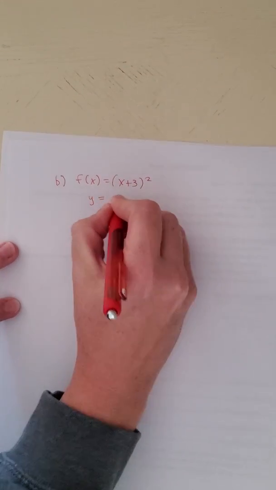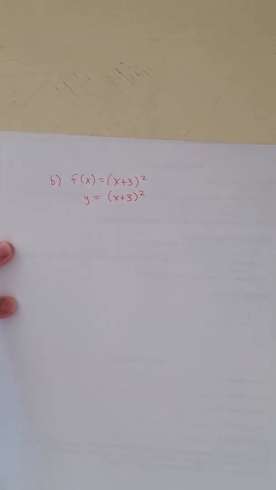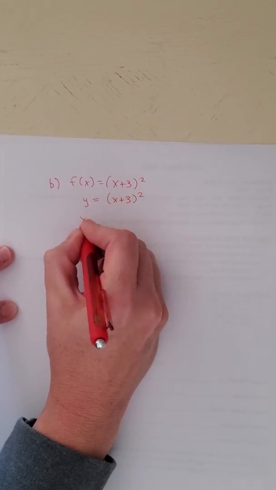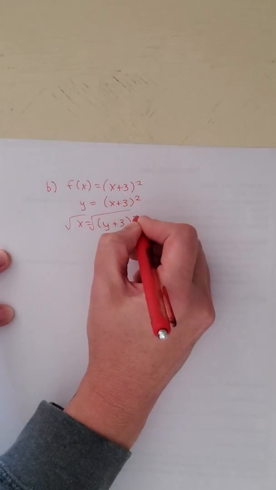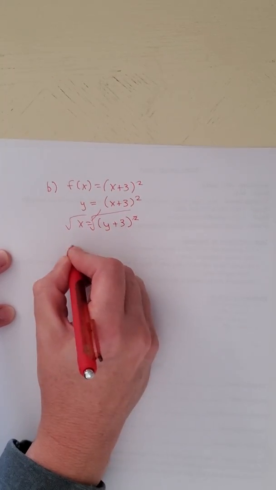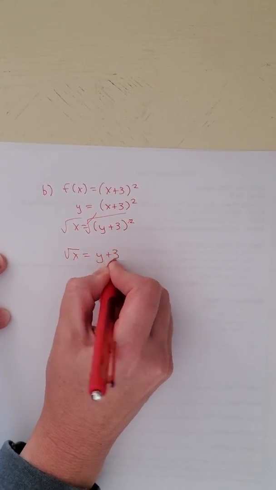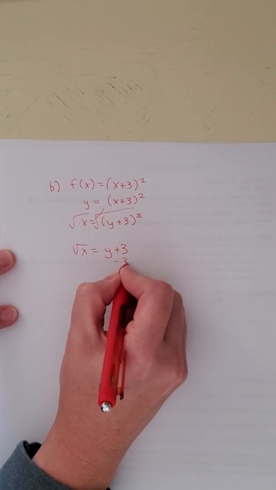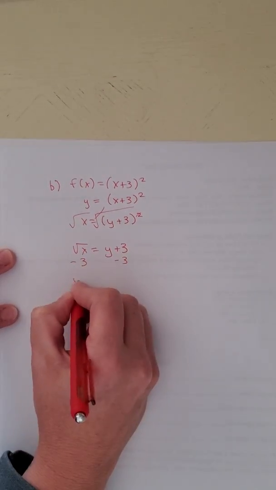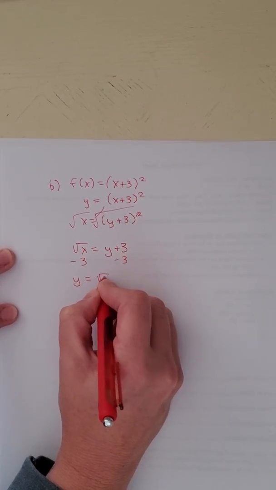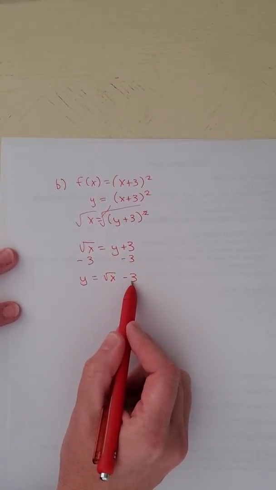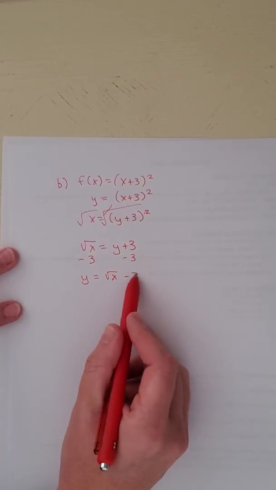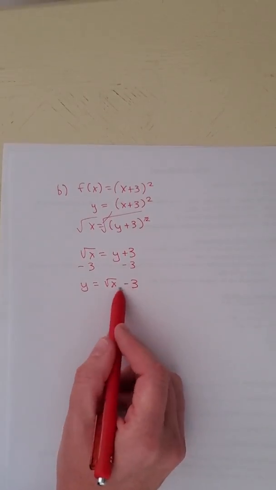All right, so to find the inverse, again, we rewrite this with a y, and then I'll switch x with y, and square root both sides to get rid of my square. Remember, we only take the positive case. So square root x equals y plus 3. And then I would subtract 3 from both sides. So y equals square root x minus 3. Again, you cannot subtract underneath a radical with a whole number or a rational number. So it just gets stuck at the end.